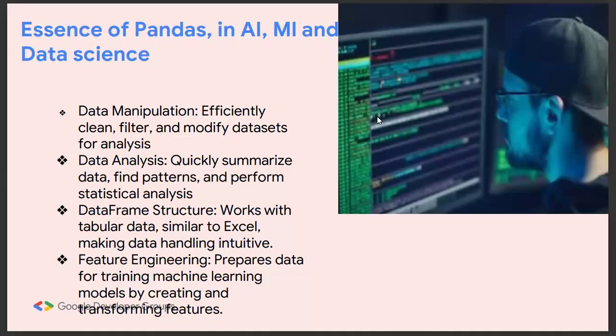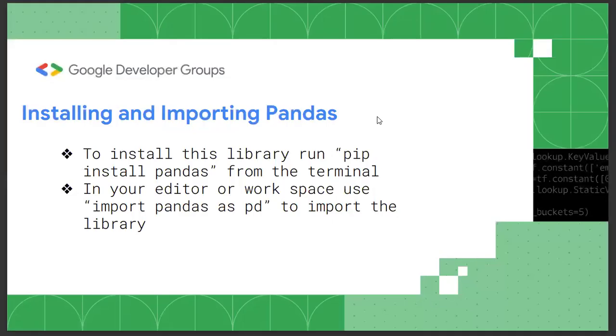So what's the essence? Like we have already talked about, it enables you to do a lot of data manipulation, that is cleaning, filtering, modifying data sets in order for you to do analysis. Then you can also do data analysis. That's where you can do quick summary of data, find patterns within the data, perform some statistical analysis. We're going to see some of these concepts in this video as we move on. And then there's also some bit of feature engineering.